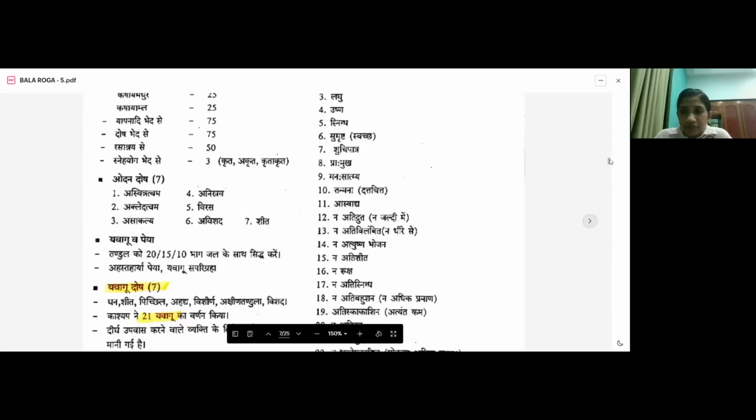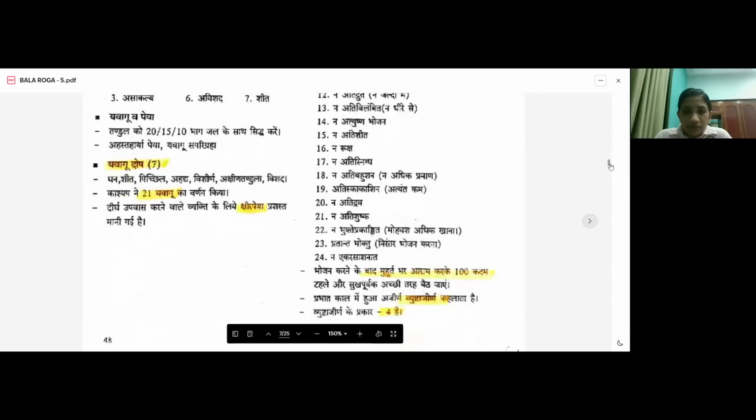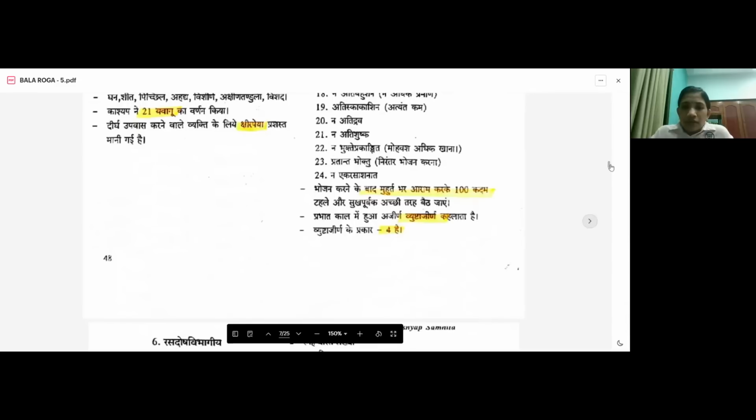Then भोजन करने के बाद मुहूर्त भर आराम करके 100 कदम टहलने और सुखपूर्वक अच्छी तरह बैठ जाए. So he mentions that after food he should take 1 muhurta or 48 minutes rest, and then he should take 100 steps. Then only proper digestion will take place. So you have to remember the time of rest, that is 1 muhurta, and 100 steps should be taken after the intake of food.